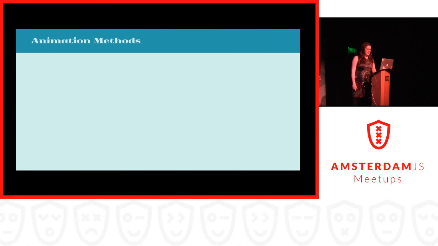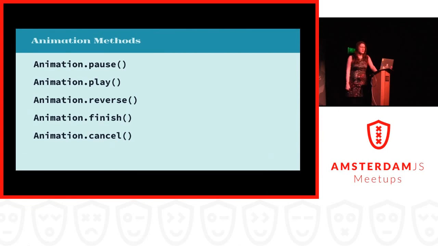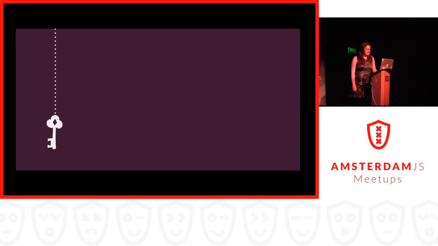Sweetness. Now, animation objects rock because they've got methods. What kind of methods? Familiar methods. Animation pause, animation play, animation reverse, finish, you can even cancel. Very important for when you just want to say, please, no, just drop it. I didn't mean that animation at all. Very handy.